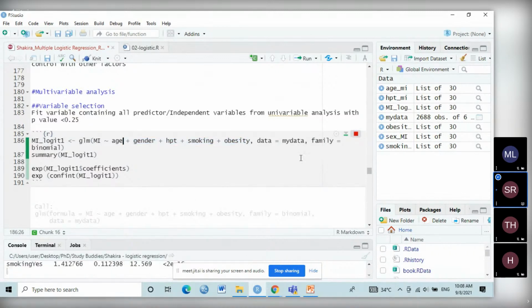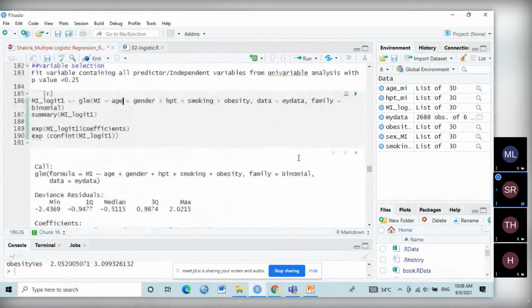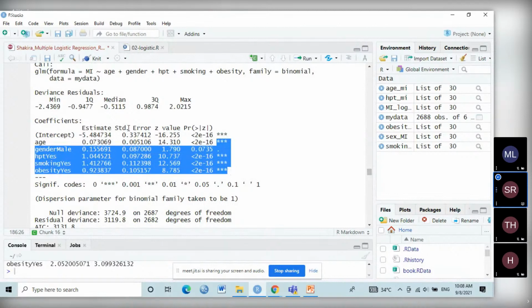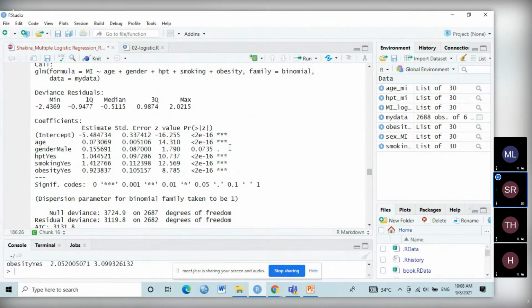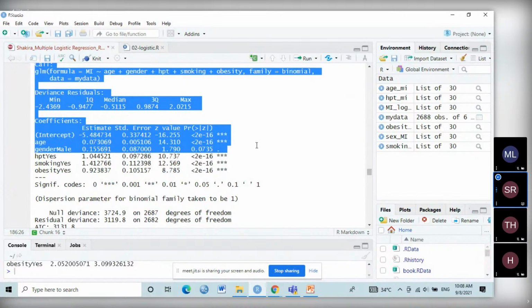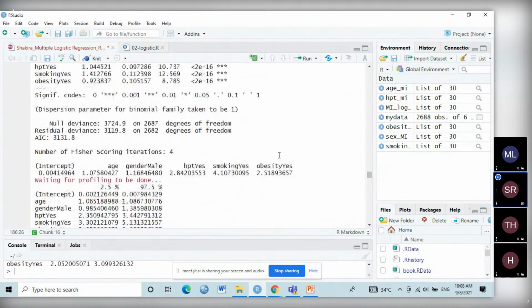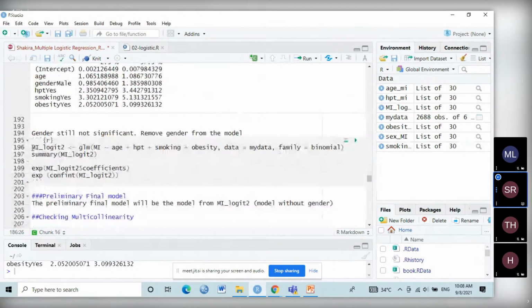Okay, we see how the result kita dapat. Okay, semua variable significant except for gender. Okay, so apa yang saya buat, saya cuba buang gender daripada model. Okay, macam guna backward punya method lah. Okay, saya namakan MI logit 2. Okay, my second model. So remove gender. Okay, tinggal age, hypertension, smoking and obesity.